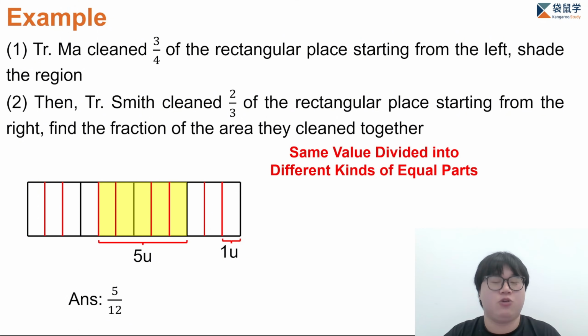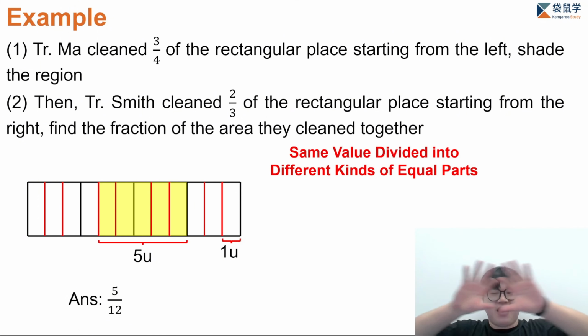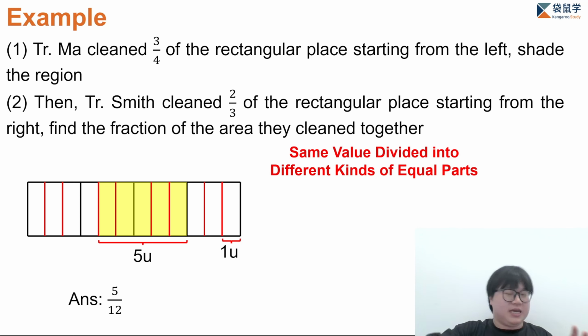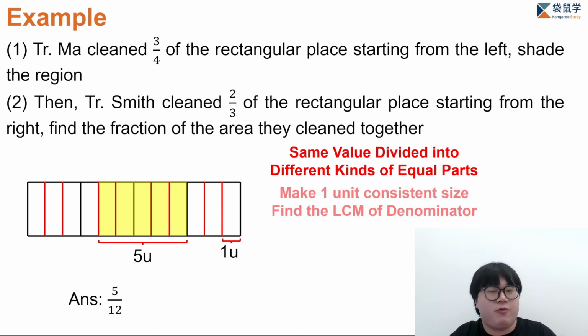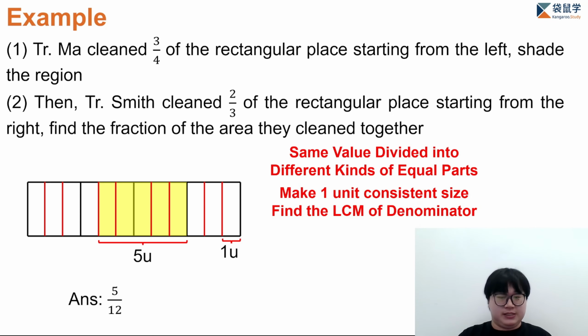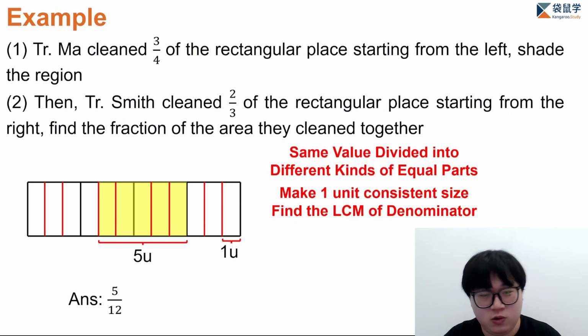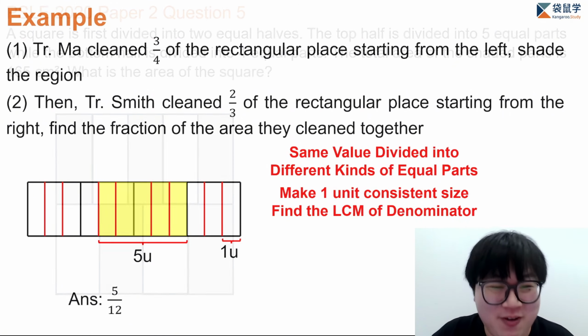So we can make a conclusion. If we have the same value divided into different kinds of equal parts, then what should we do? First, of course, we should make 1 unit's value a consistent size. And then how to do that? We mentioned we should find the LCM of the denominators. For example, this one, 3 and 4, LCM 12. And then return to our question after we know this.